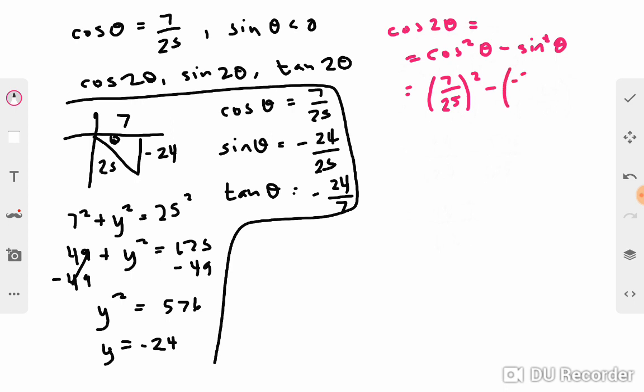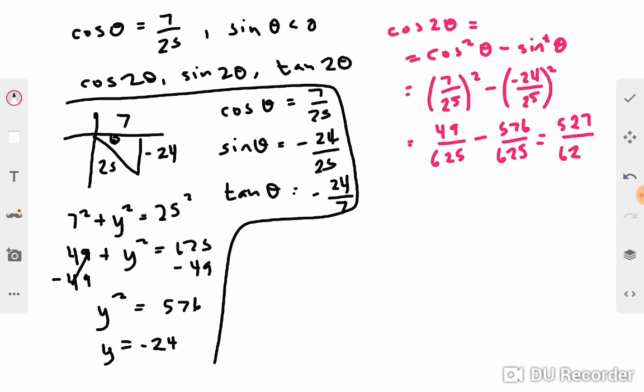And sine squared would be negative 24 over 25 squared. So we're going to have 49 over 625 minus, and this is going to come out positive now, 576 over 625. And so that's going to be equal to 527 over 625. And that's not going to reduce because 625, all the factors are 5. So that's going to be our final answer there for cosine 2 theta.